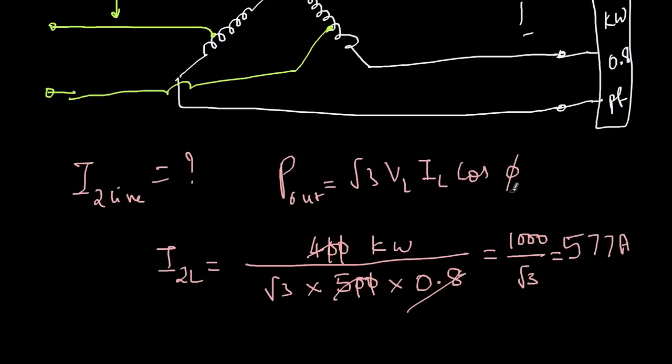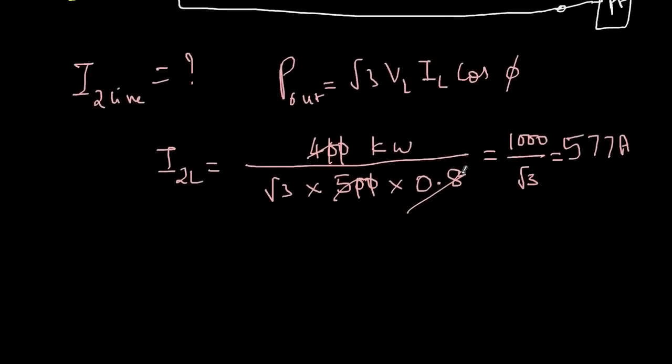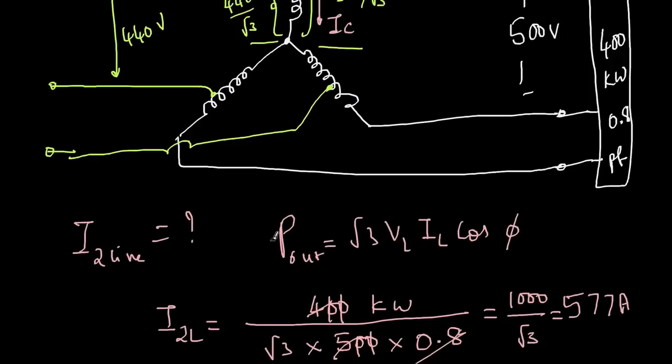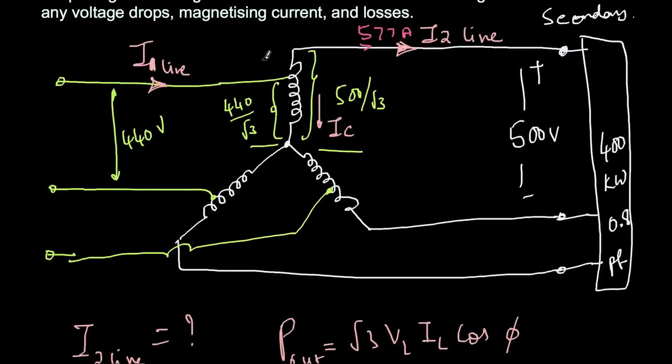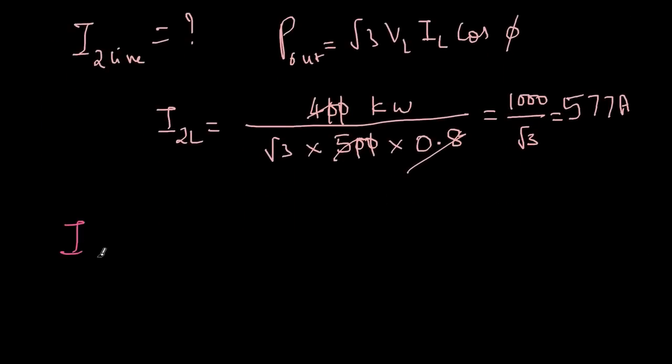Where is this current flowing? This current is flowing here at this point. So here it is 577 amperes. So here also. Now what about the input current? Because there are no losses in the transformer, output is 400 kilowatts, so input also can be assumed to be 400 kilowatts, since we are neglecting the losses.